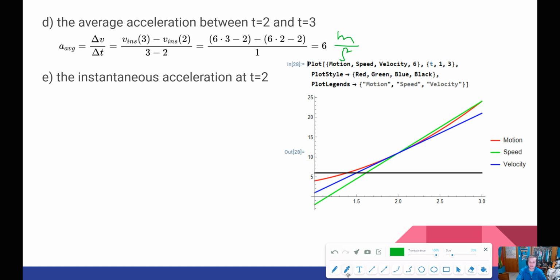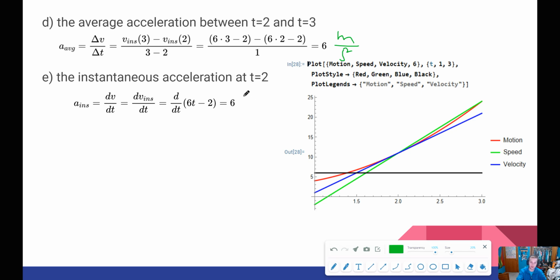And so we want to find the instantaneous acceleration at time t equals 2. You take the derivative of our instantaneous velocity with respect to time, and that's just 6. That shows that our acceleration is constant, and it's 6 everywhere. So I added the black line on the graph. That is our acceleration. It is 6, and it is constant at all times.